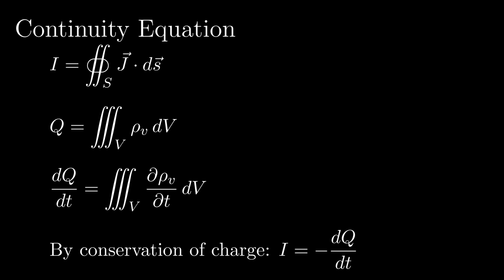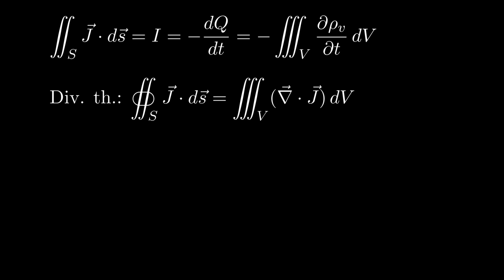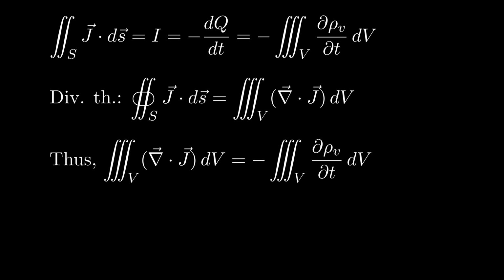Therefore, the surface integral of the current density will be equal to the negative volume integral of the derivative of the charge density inside the volume. Once again, using the divergence theorem, we can write that the closed surface integral of the current density is equal to the volume integral of the divergence of the current density. And thus, the volume integral of the divergence of current density will be equal to the negative volume integral of the rate of change of charge density with respect to time.